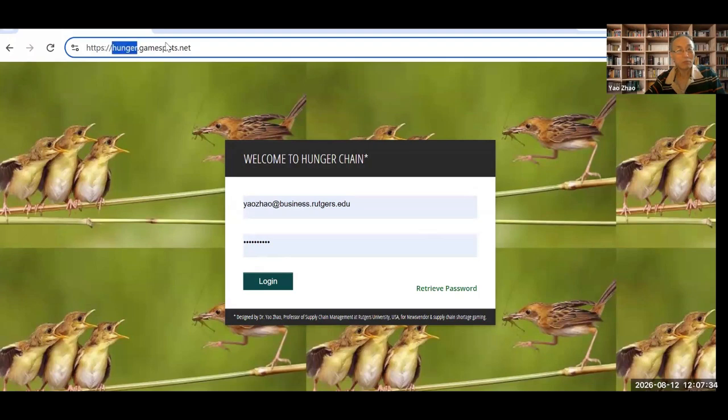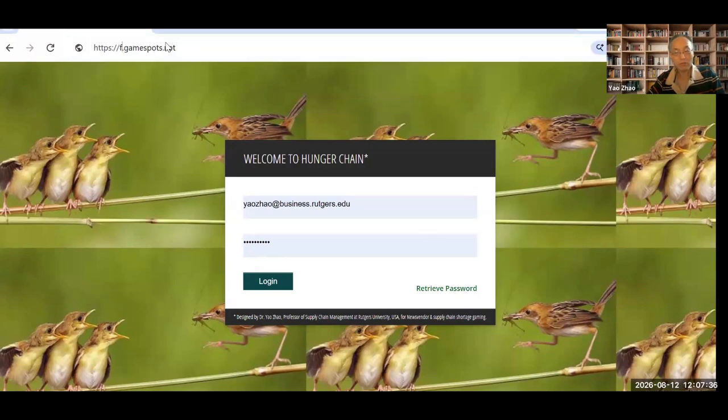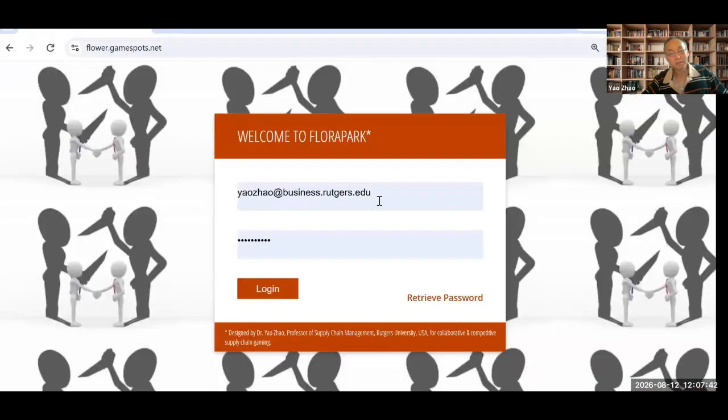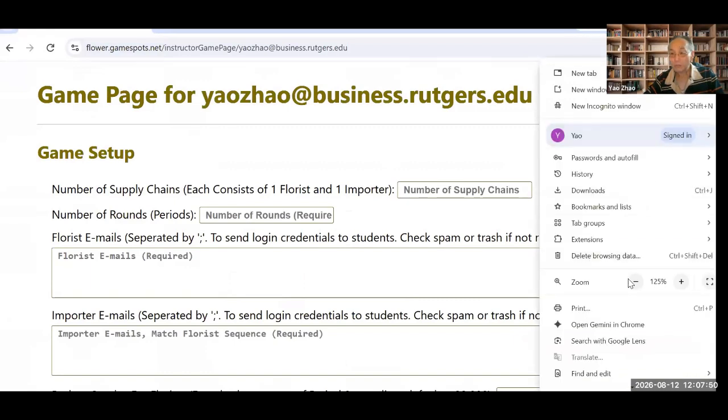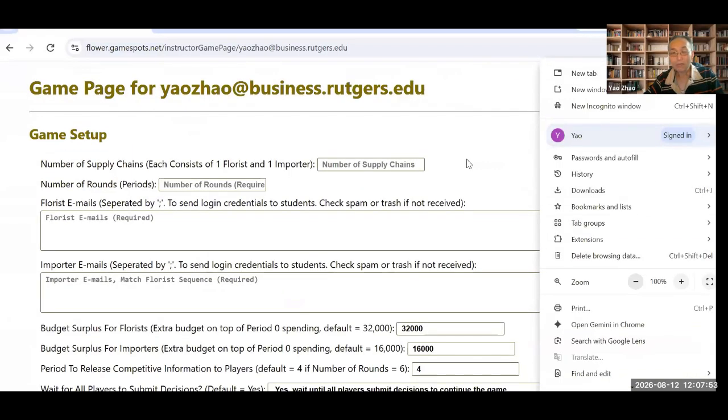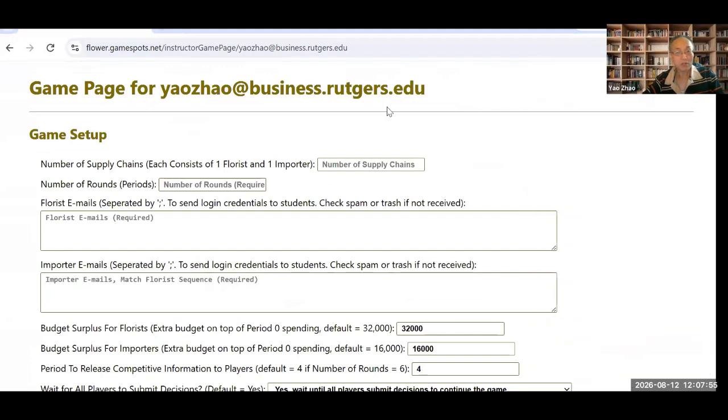Let me go to the FloraPark simulation. So here's the flower game. I'm an instructor, so let me log in. As you can see, let me make this a little smaller so you can see. Okay, look, it's kind of the same, just the colors are a little different, right?